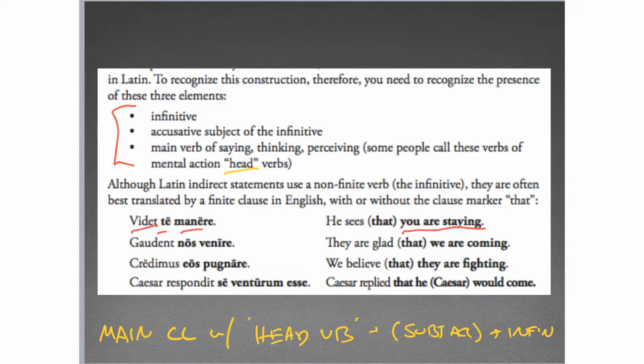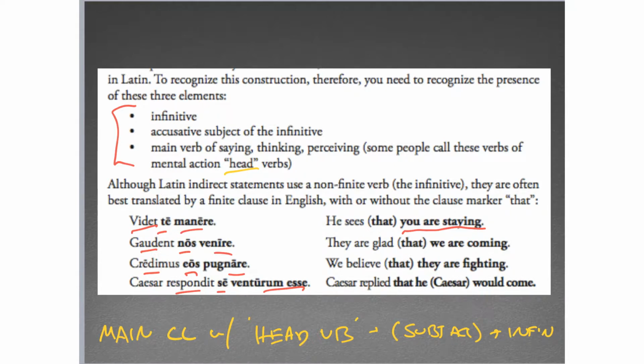All right. So just some other examples there. I'm not necessarily going to go through all of them, but I will point out the constituent parts: head verb, subject accusative, and then of course infinitive. And again, it's important to emphasize that in English we don't express the indirect statement with an infinitive. We express it with an indicative.